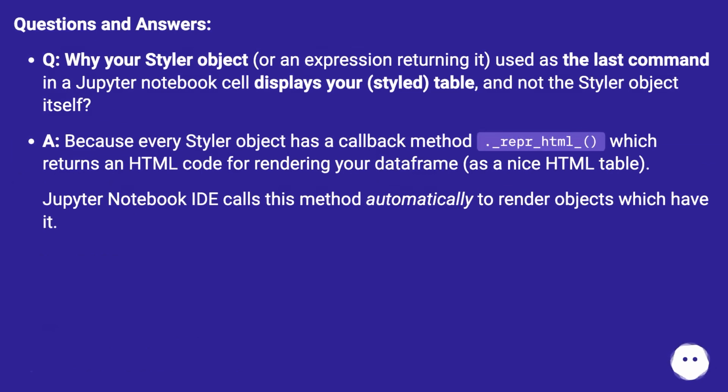Questions and answers. Q. Why does your Styler object, or an expression returning it, used as the last command in a Jupyter Notebook cell, display your styled table and not the Styler object itself? A. Because every Styler object has a callback method _repr_html_, which returns an HTML code for rendering your data frame as a nice HTML table. Jupyter Notebook calls this method automatically to render objects which have it.